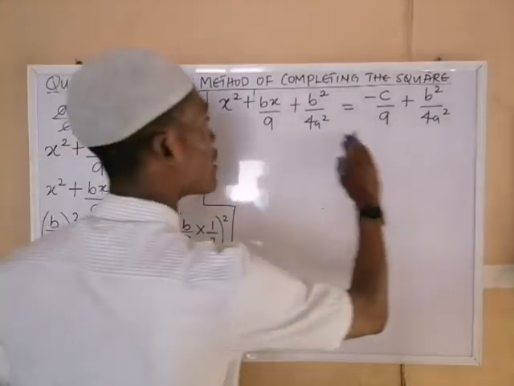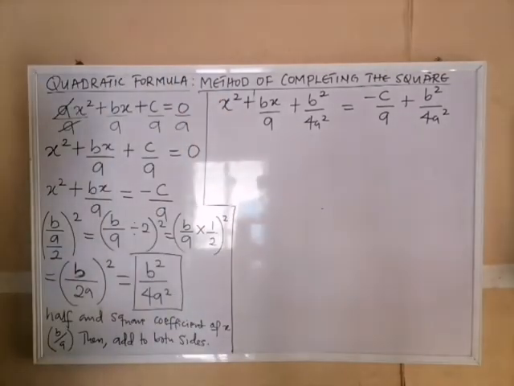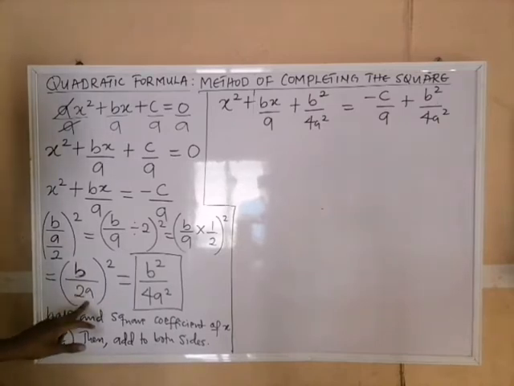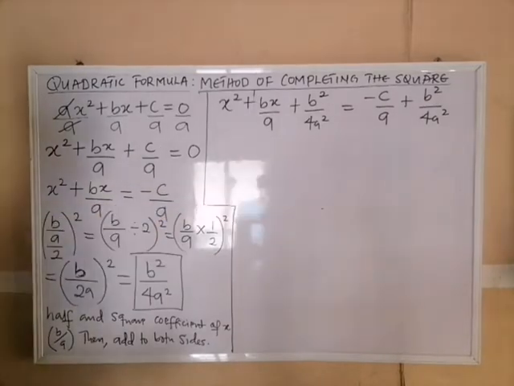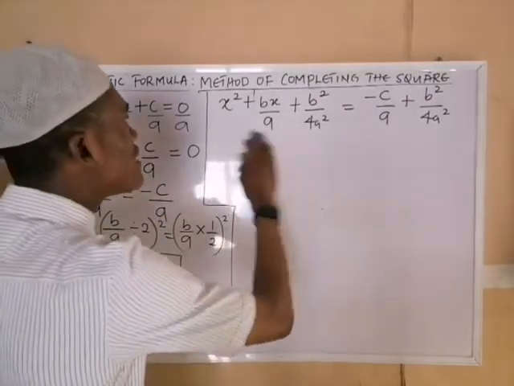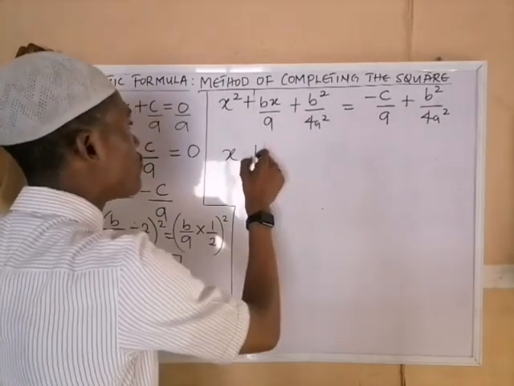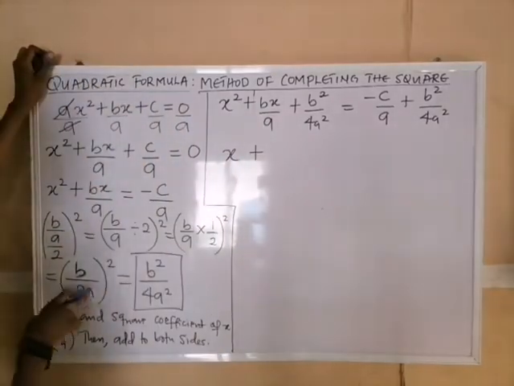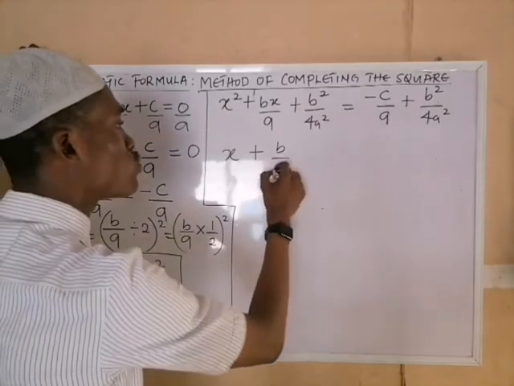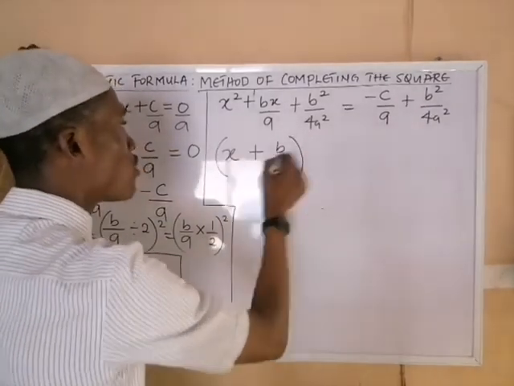So from here, take note, when you halved this coefficient, you got b over 2a. This b over 2a is going to tell us something about what I want to do here. So this whole left side is the same thing as x plus b over 2a, all squared.